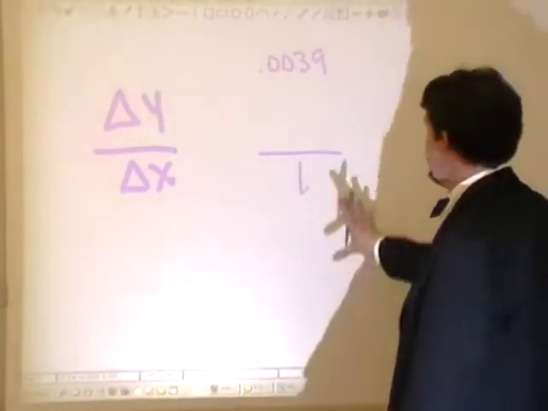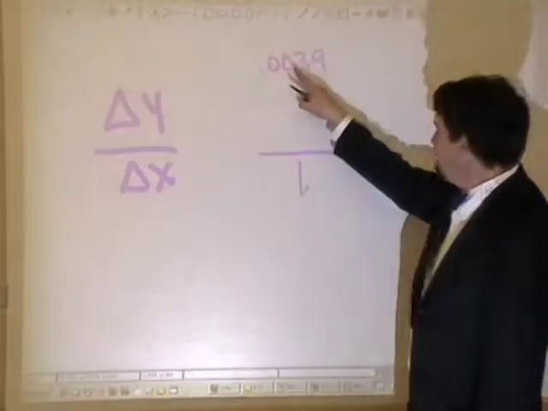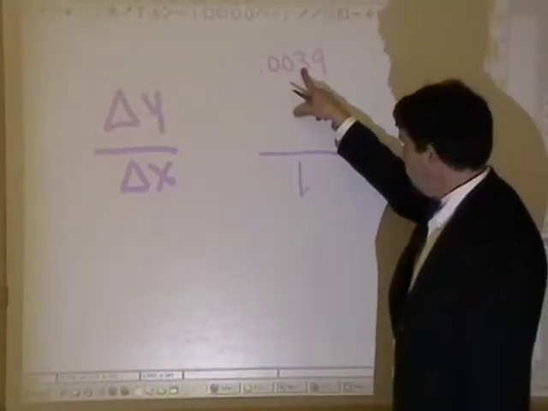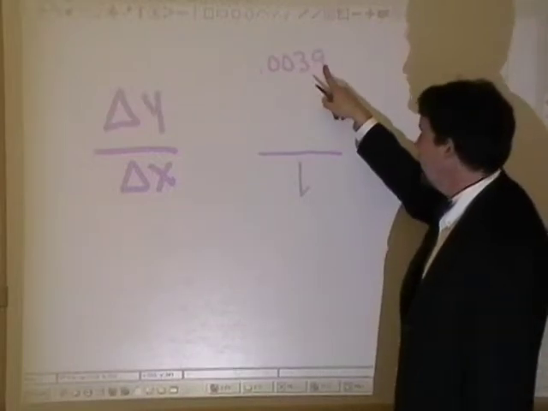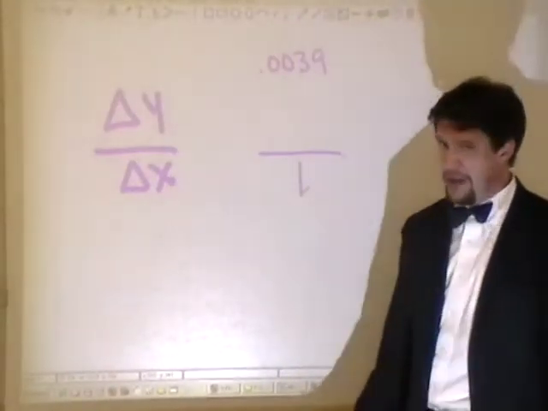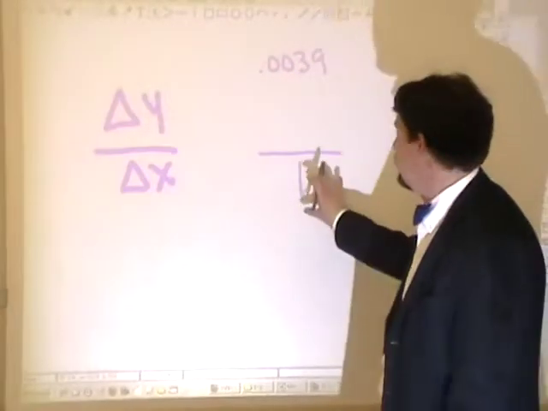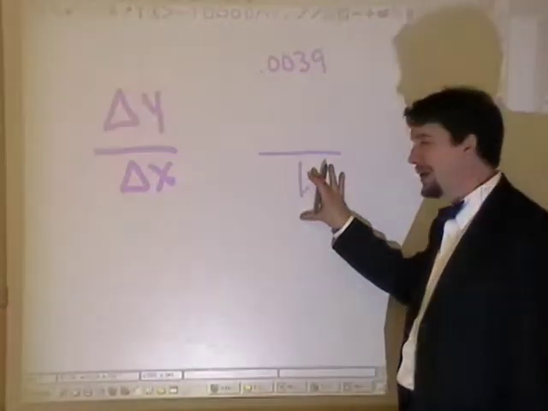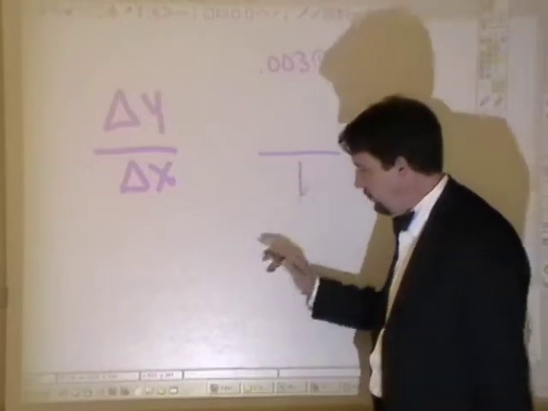All right. So what we're saying is that we want to turn our slope, which is 0.0039, into a fraction. Talk about change in y over change in x. And the way you can take any value and turn it into a fraction is to put it over 1. Okay, that's really simple. Now, let's talk about what's happening here.